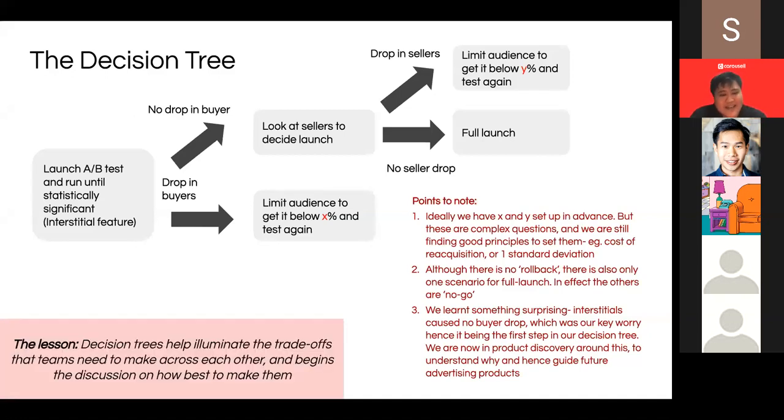Kind of the lesson here is that decision trees actually help illuminate the trade-offs that you need to make across each other. So in this case, this is a monetization feature, but the whole decision tree actually is about growth, right? So it's really about saying, hey, as a monetization team, which I run, how do we trade off growth in order to achieve our goals? And at the very least, it begins this discussion about how do we make them? Because the fact is that there are always going to be a lot of interdependencies because it's a single app.